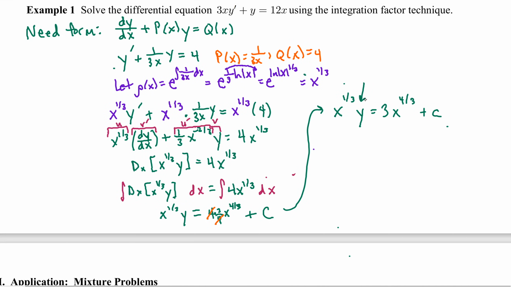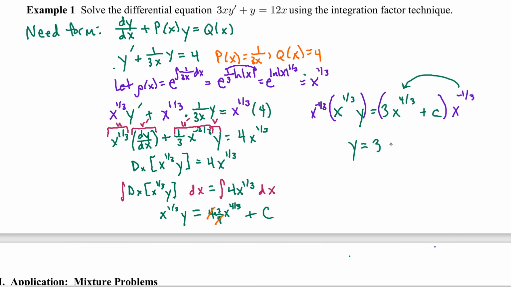So you can divide all of the terms by x to the 1/3, or you can think of multiplying by x to the negative 1/3. So to show you where I'm going here, I'm going to multiply both sides by x to the negative 1/3. Both terms over here, including that constant. This isolates y on the left, and distributing here, we're going to add exponents. 4/3 minus 1/3 is 3/3, or 1, and we do have cx to the negative 1/3 here.